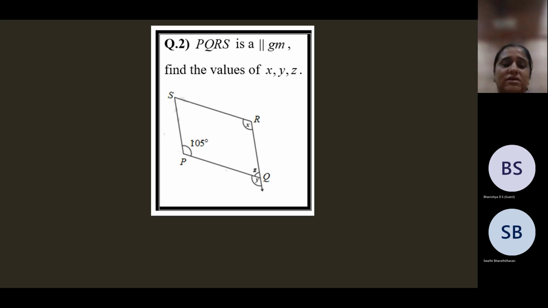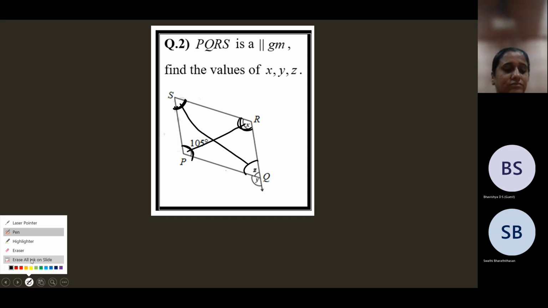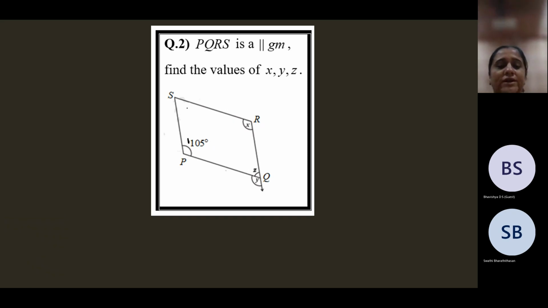What do you mean by adjacent angles? Angles that come next to one another. See here, this angle and this angle are adjacent angles. Similarly, this angle and this angle, they are adjacent. These are opposite angles. One and two are adjacent angles. Two and three are adjacent angles. Three and four are adjacent angles. Four and one are adjacent angles. One and three are opposite angles. Four and two are opposite angles.